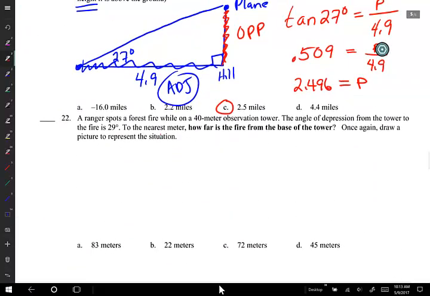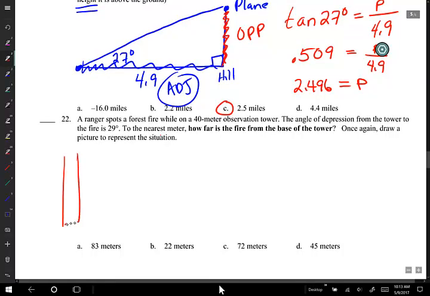A ranger spots a forest fire while he's sitting on an observation tower. Okay, so here's our observation tower. I don't know if you've ever climbed a fire tower. They're kind of fun. So he sees a forest fire down here. Here's little Jimmy making his little fire. There's smoke going up. The ranger looks down, right? So here's the ranger. He's searching.